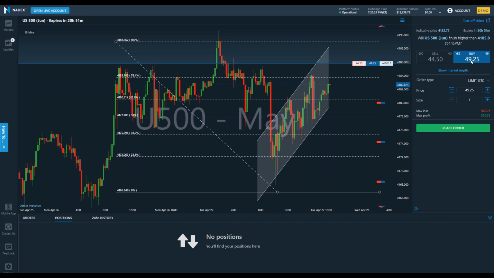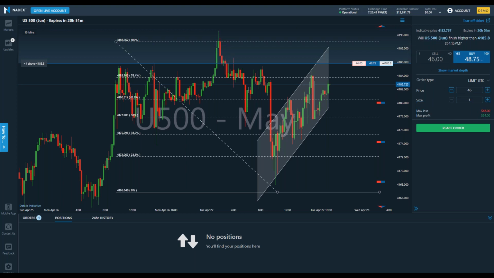Do I have to pay 49 and a quarter? The answer is no. If I wanted to potentially pay 46, I could try to buy it at 46. This is a limit order. If I place my order, notice that it now has a 46 bid in here. That is me.